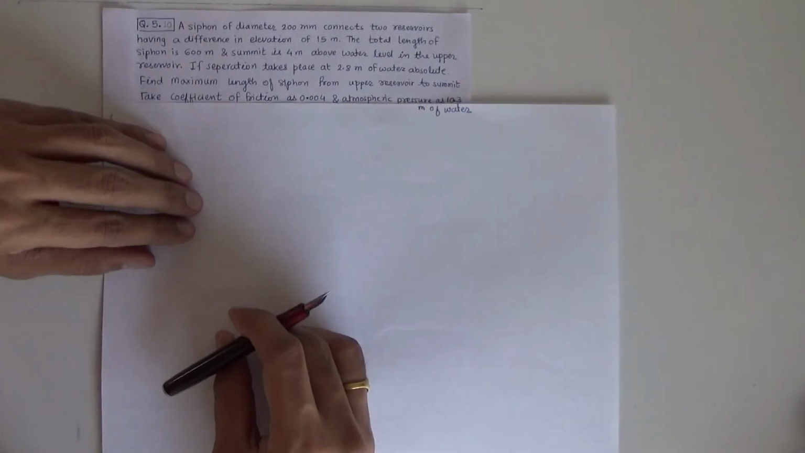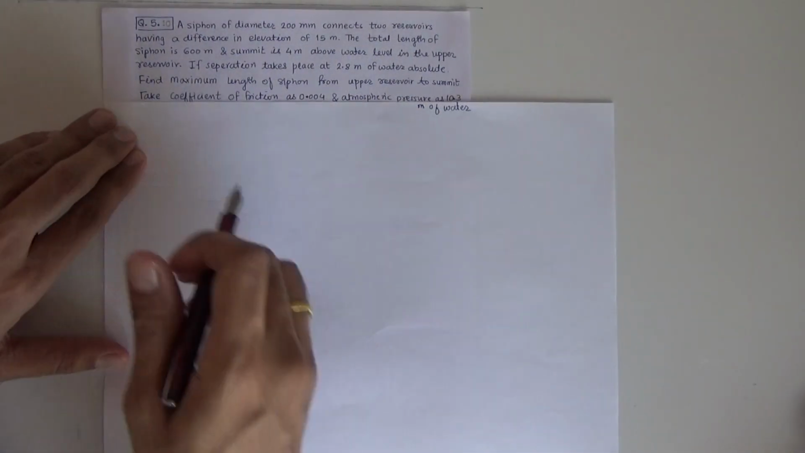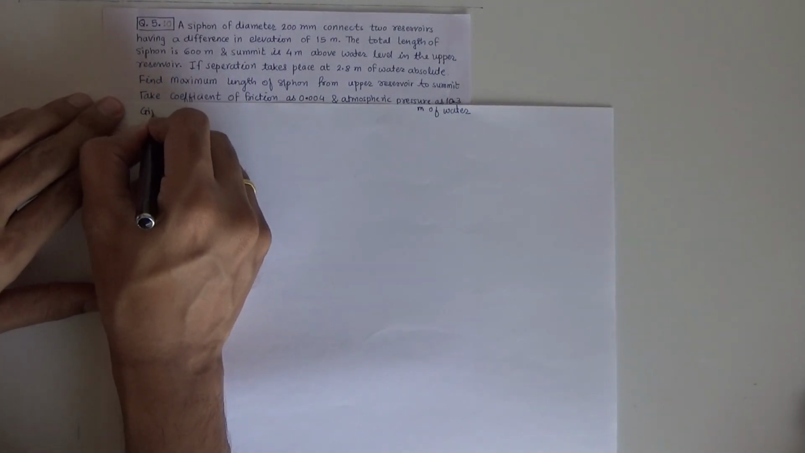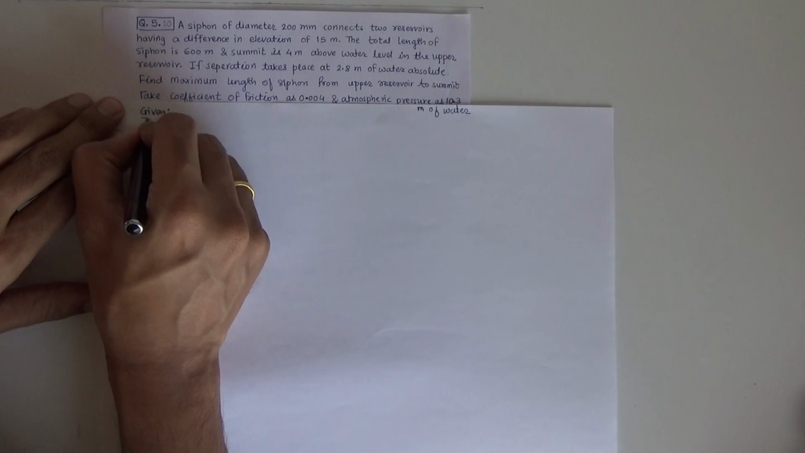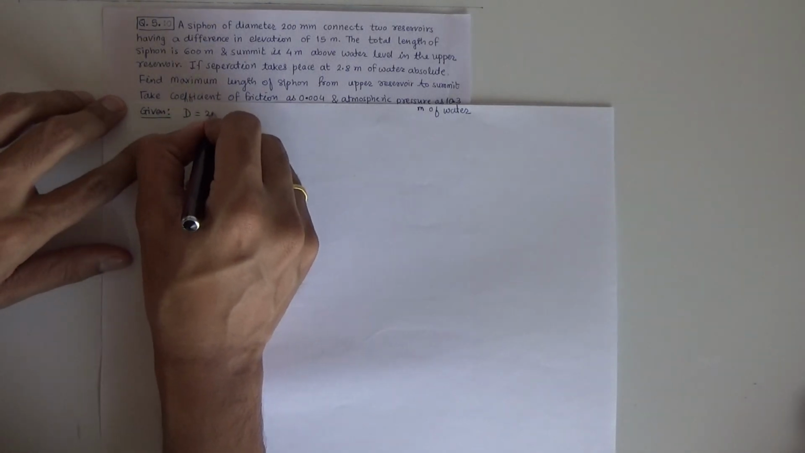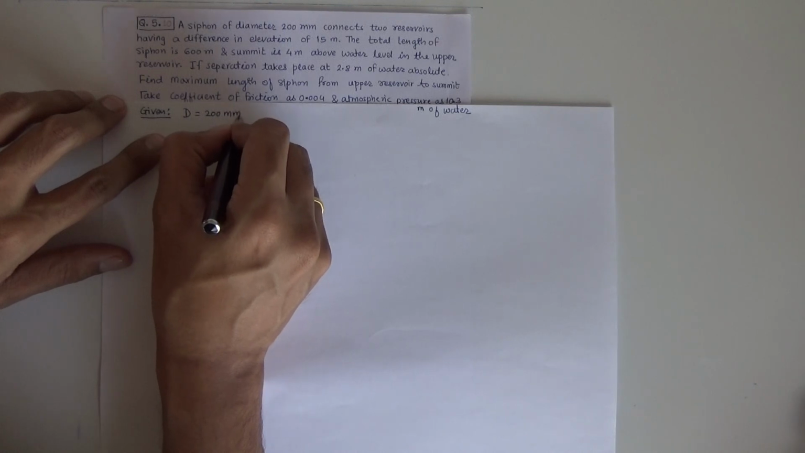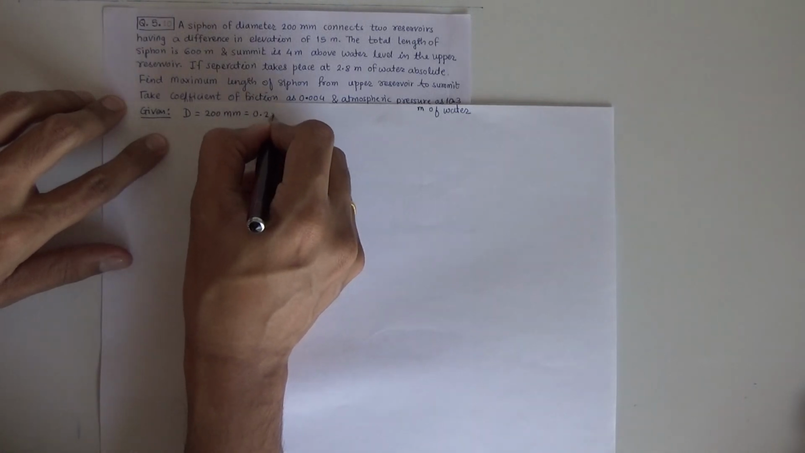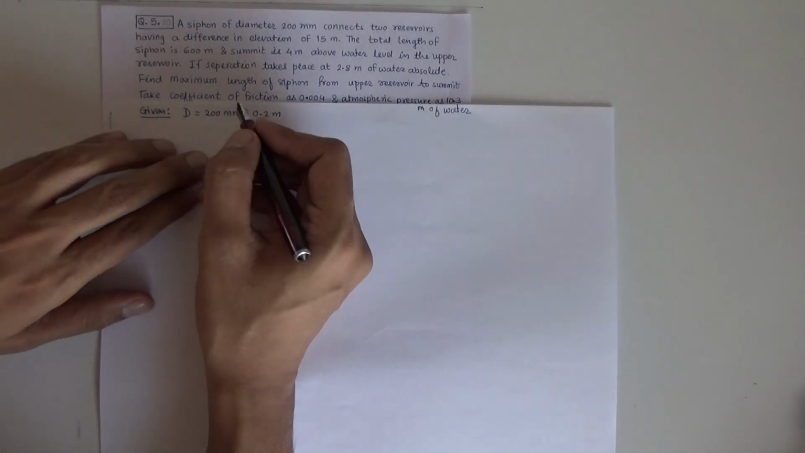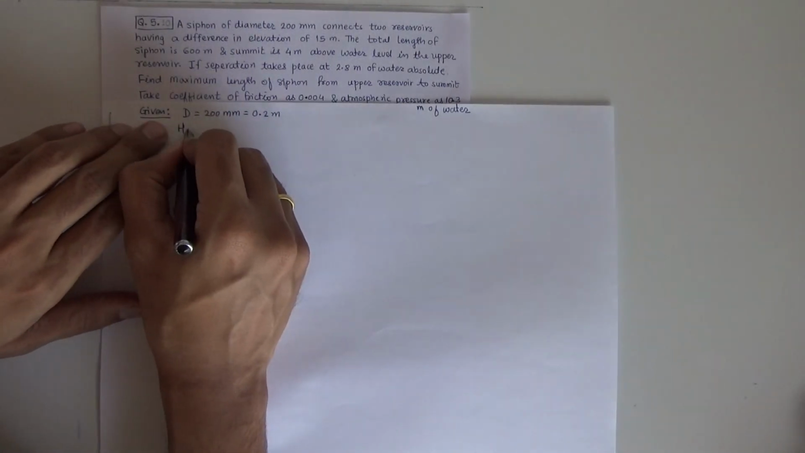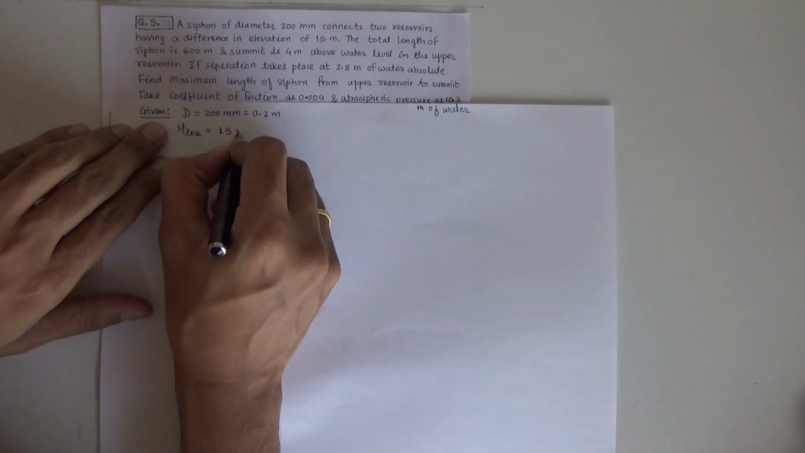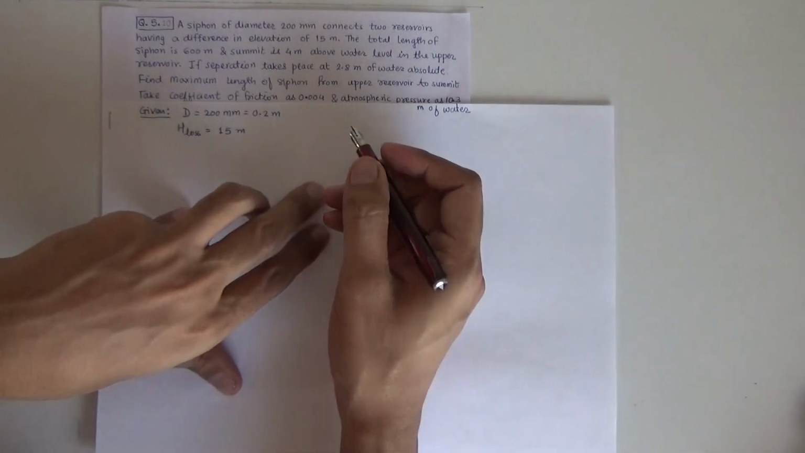So let us see the second question on siphon. I will read the problem. A siphon of diameter D is 200 mm, that is 0.2 meter, connects two reservoirs having a difference in elevation of 15 meters. So it is the H loss. We have seen in the previous question also that the difference of water level is the total H loss, 15 meter.